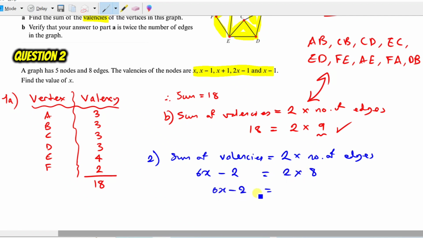And then solving it carefully, move the 2 across, you get 18. So you get x equals 18 over 6, which is 3. And that's it. That's the problem solved.